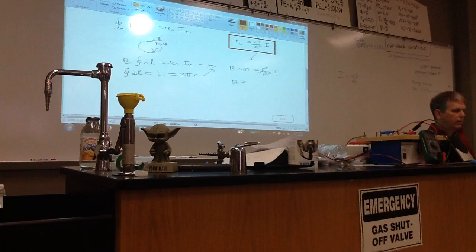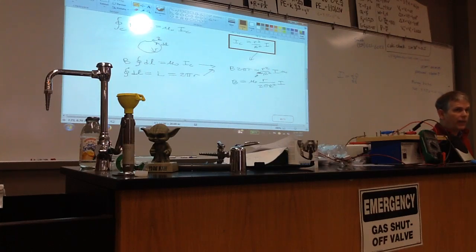Oh, mu naught, sorry. Mu naught over there. Okay. So we get mu naught I r over 2 pi big R squared. Did I get it all? I think so. I'll wait till people get done writing. Is this starting to look more familiar?